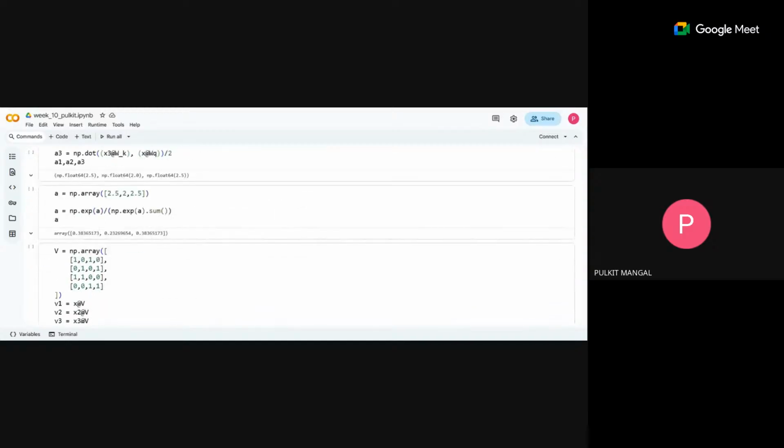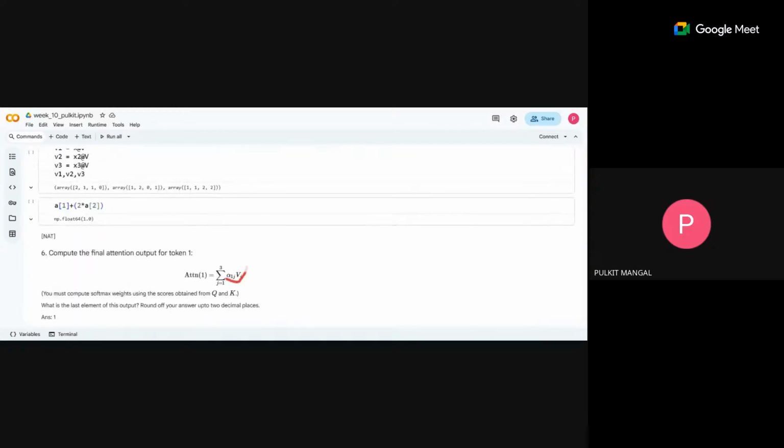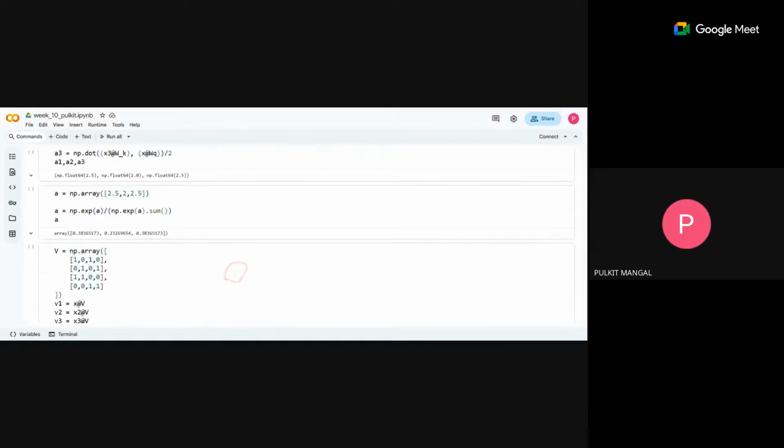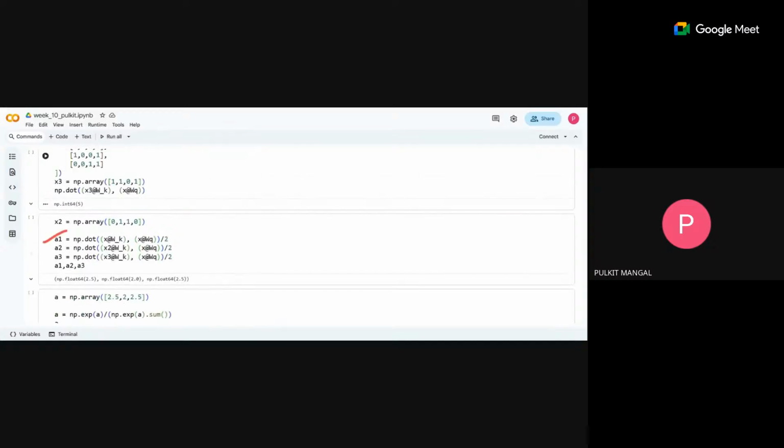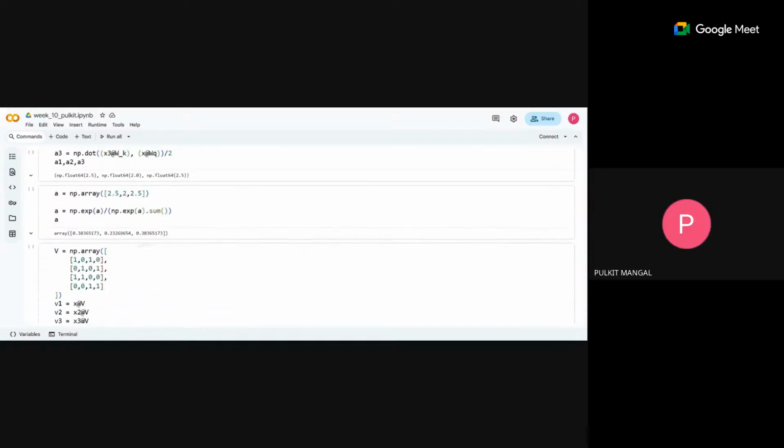So you are going to get these alpha 1 1, alpha 1 2, alpha 1 3. Here I've named them as alpha 1 2 3. How do they get it? We take the query vector. After doing the softmax, this is what you are going to get.